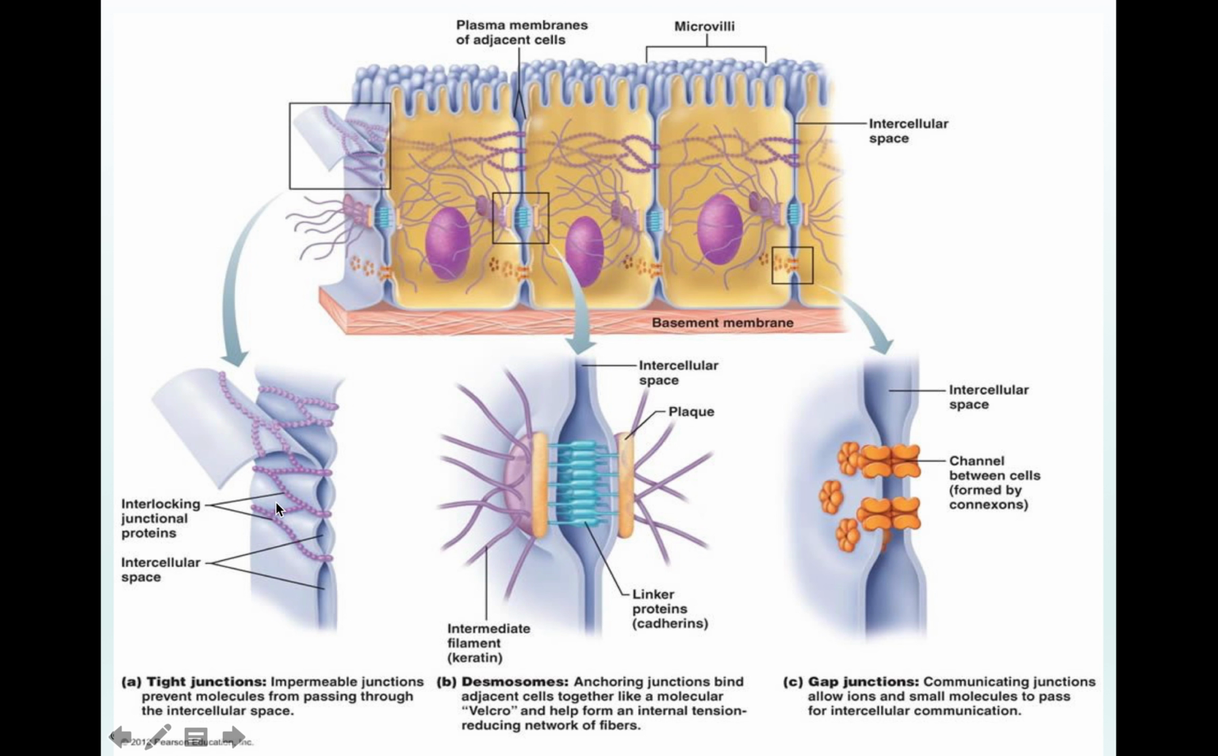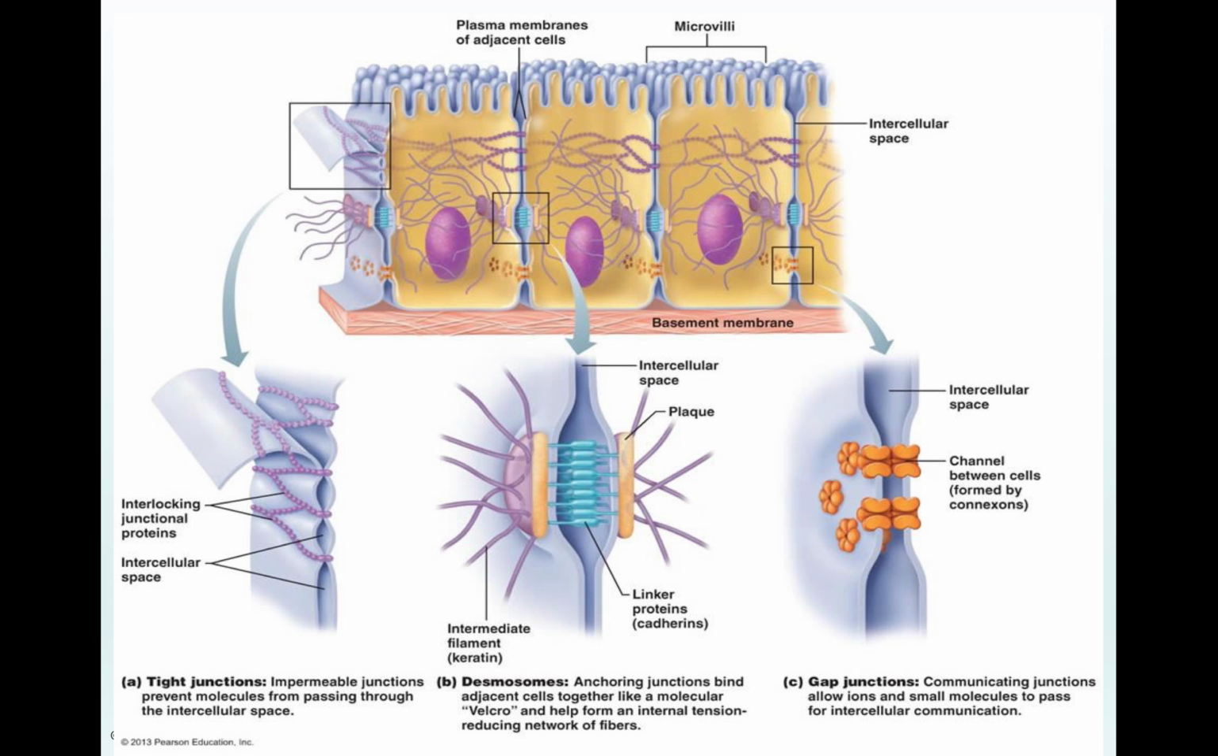Tight junction, which is represented right here, is a way where you have interlocking proteins connecting the plasma membranes of two cells together tightly. This allows for a very impermeable junction that limits the movement of the majority of molecules within this space.